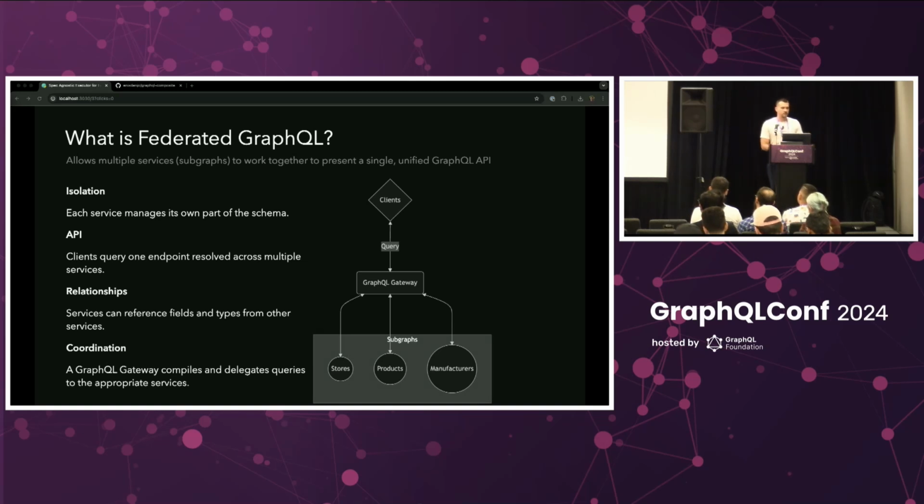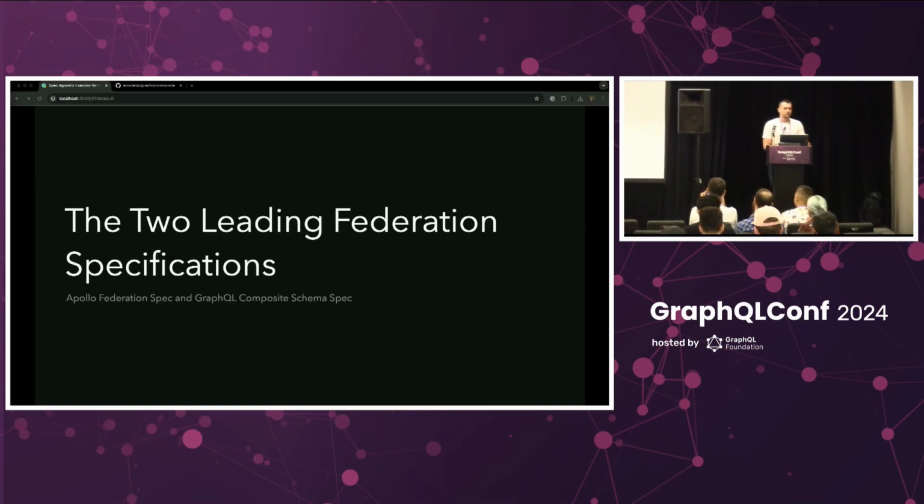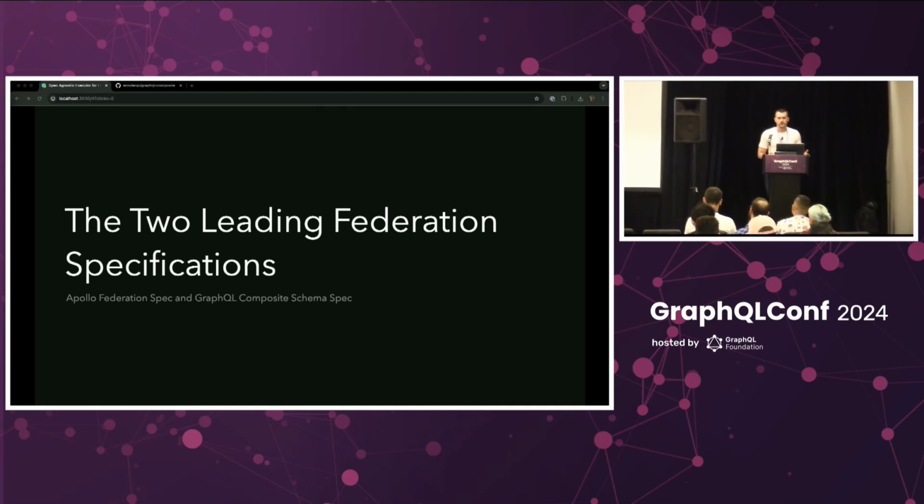So first, it allows us to scale services independently, which is crucial for large-scale systems. Each team can develop and deploy their service autonomously and independently. And domain-driven designs fit naturally within the structure because each service is only responsible for its own specific domain. So in essence, federated GraphQL gives us the power of a distributed system with the simplicity of a single unified GraphQL interface.